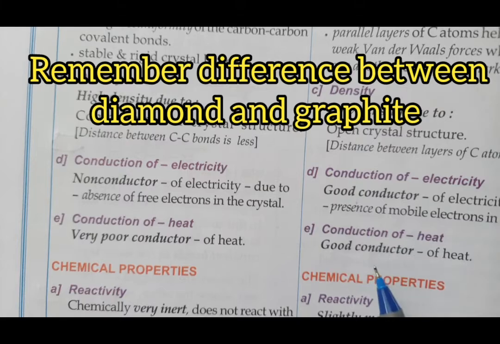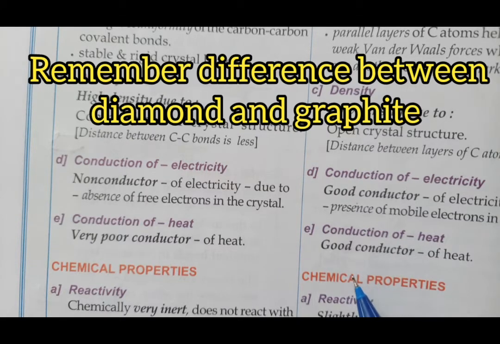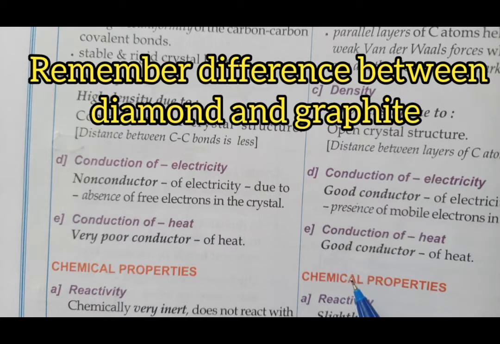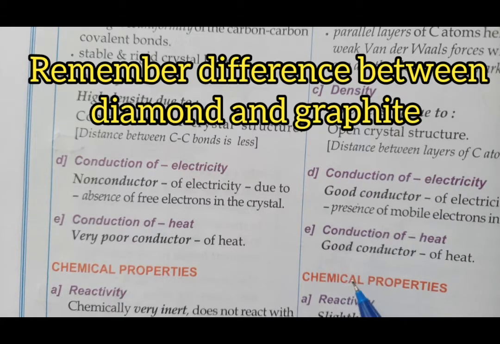So many differences will come, students, but it depends upon the marks you are going to write. If I ask you for difference for 1 mark, you are going to write 2 points. 2 marks, you'll write 4 points. 3 marks, you'll write 6 points. So each point carries half a mark. So if I ask for 3 marks, you're supposed to give 6 points, students.